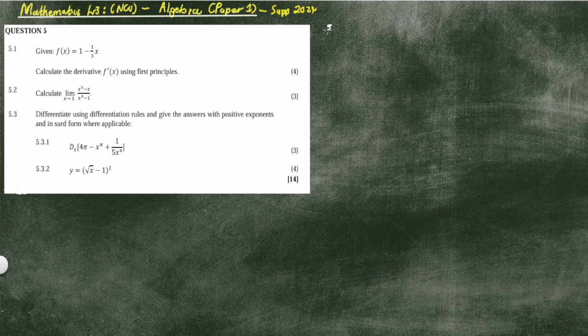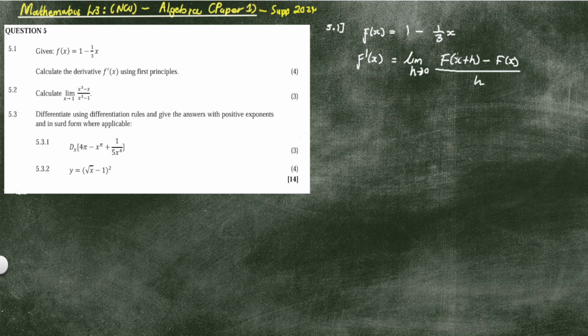Now, for 5.1, we are given a function f of x that is equal to 1 minus 1 over 3x. Calculate the derivative f prime of x using first principles. So this is first principle. It's f prime of x equal to the limit as h approaches 0 of f of x plus h minus f of x, divided by h.